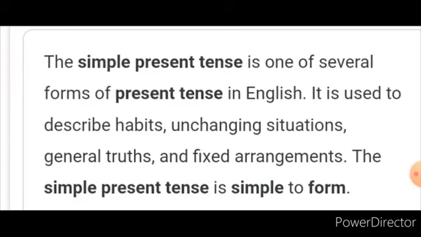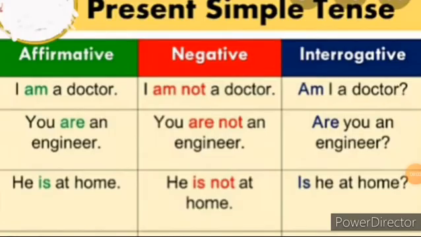And then an action that exists, is usual or is repeated. It describes the habits, unchanging situations, general truths, and fixed arrangements. For this, you can use the simple present tense. Example for simple present tense, children. Look at this affirmative column. I am a doctor. You are an engineer. He is at home. Look at this first one.